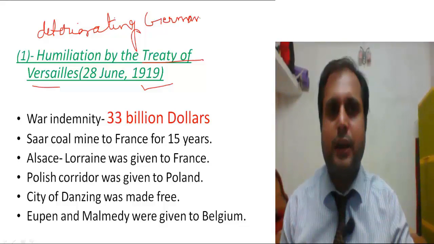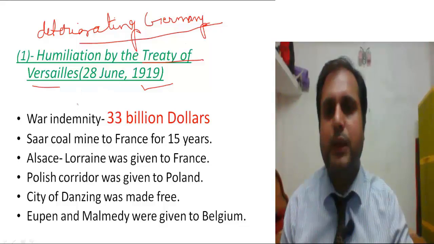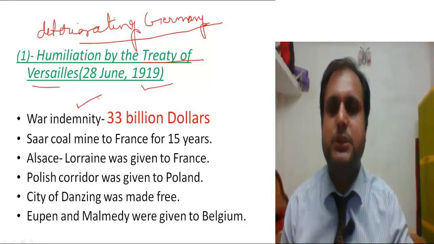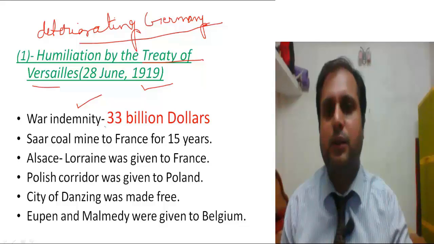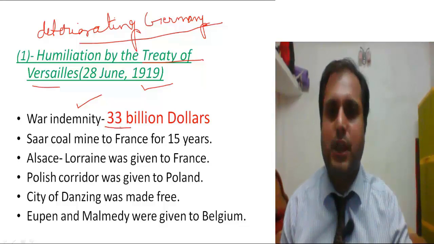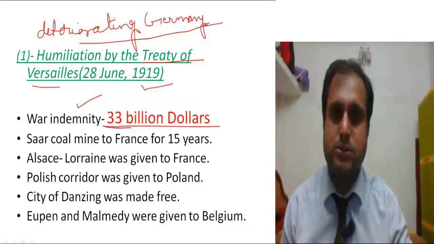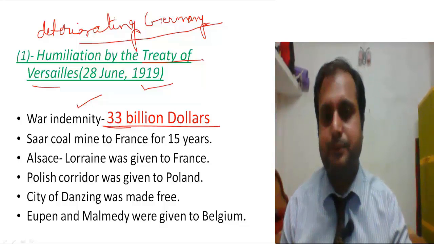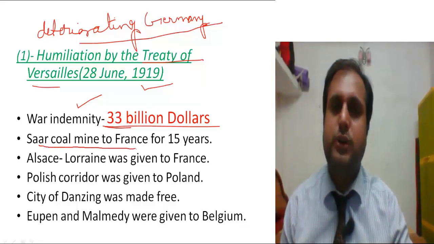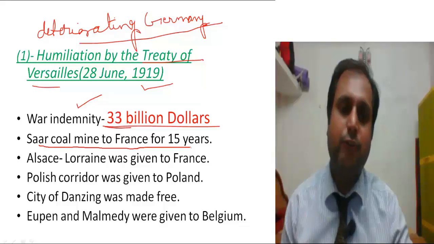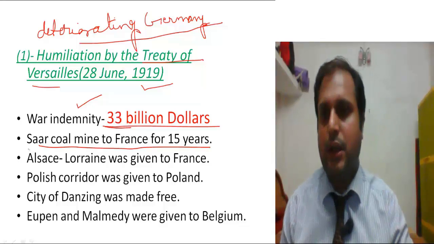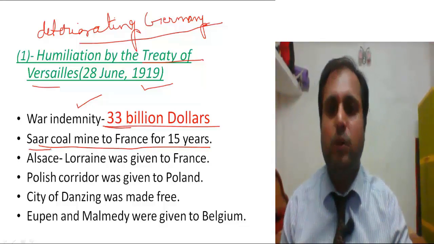After the Treaty of Versailles, Germany had to pay the war indemnity. It means the compensation, the money, for the war damages. The war damages were a huge amount, $33 billion to the Allied powers. The Saar Basin was also taken away from Germany for 15 years. The Saar Basin is mainly a coal mine.